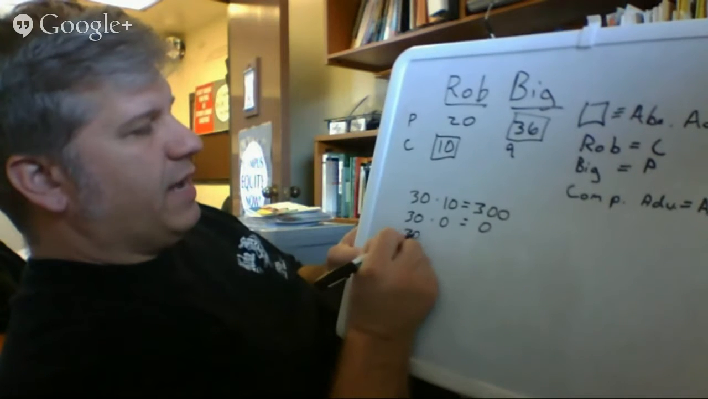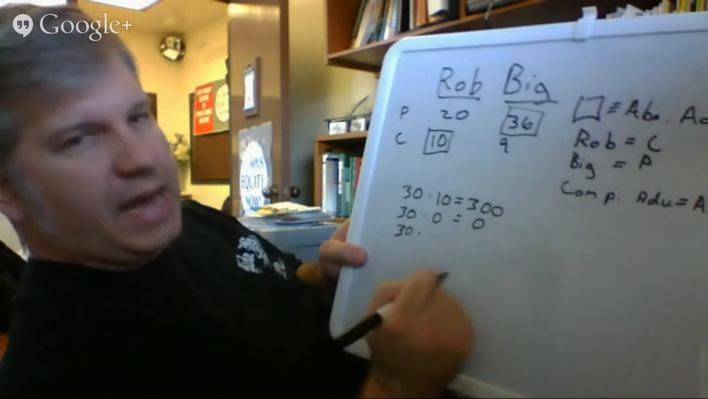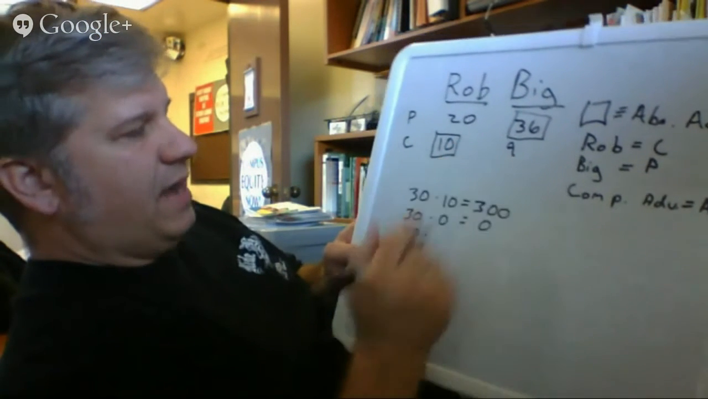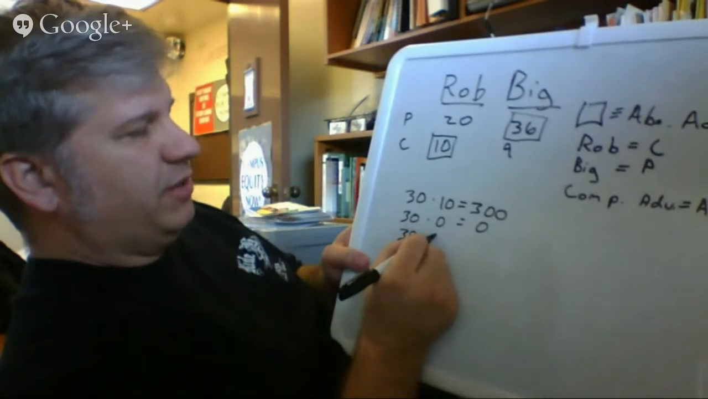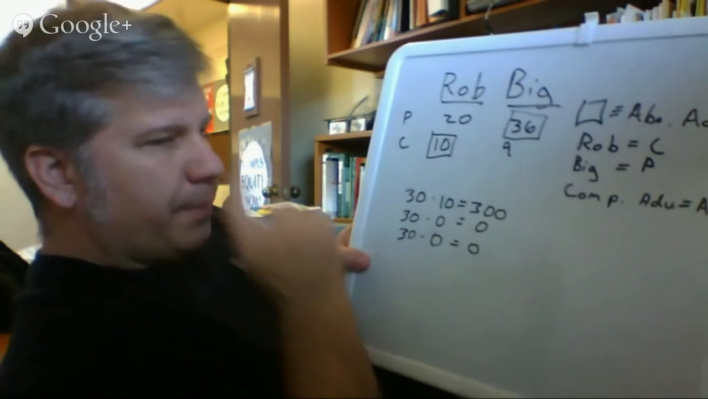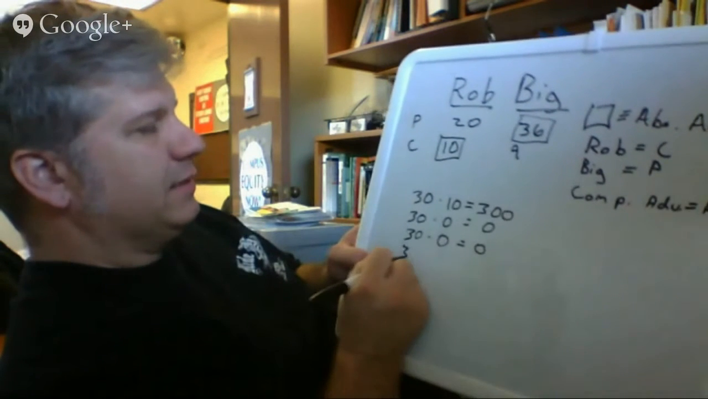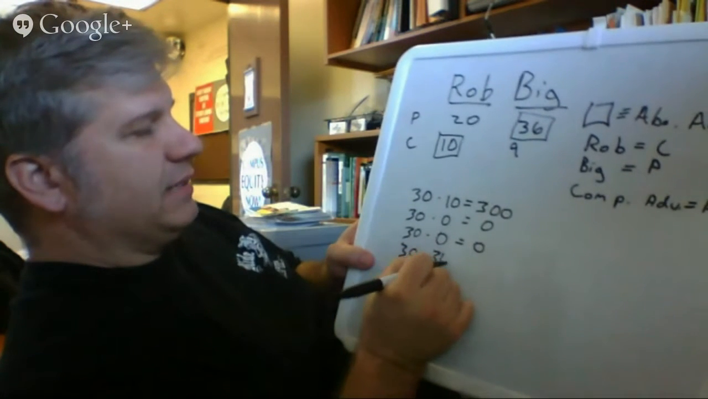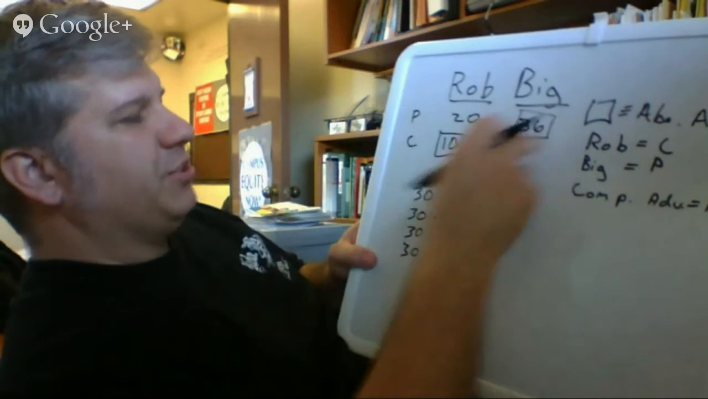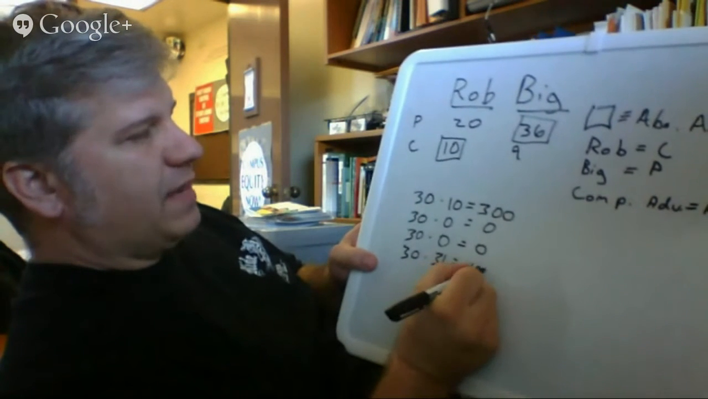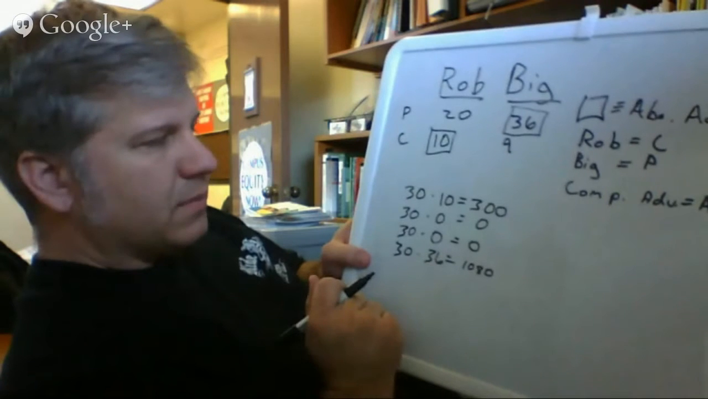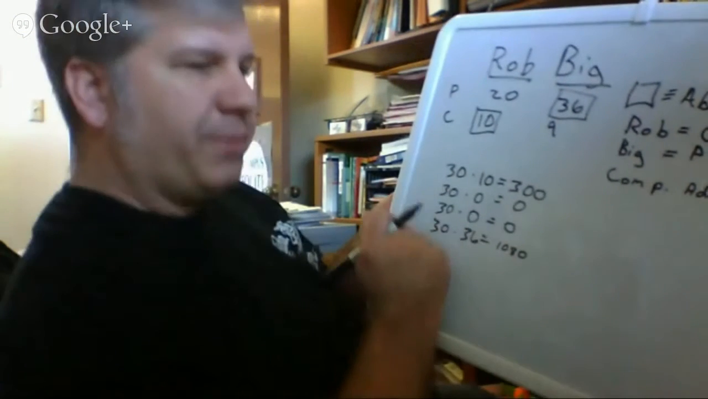Then we say, okay, Big's going to produce how many cows? Well, over 30 days, we've said he's not producing any cows, because he doesn't have a specialization advantage in doing that, so 0 equals 0. Then we go over 30 days times 36, how many pigs do we end up with? And that's going to be 1,080. And that's how we solved that part of the problem.